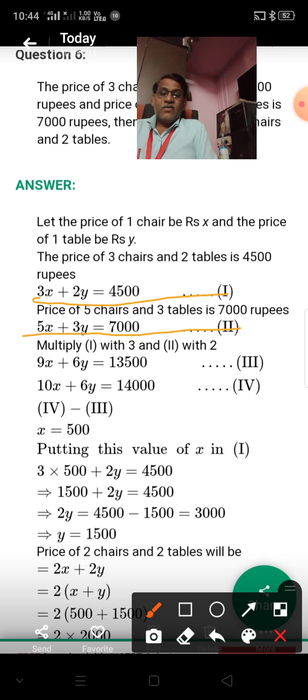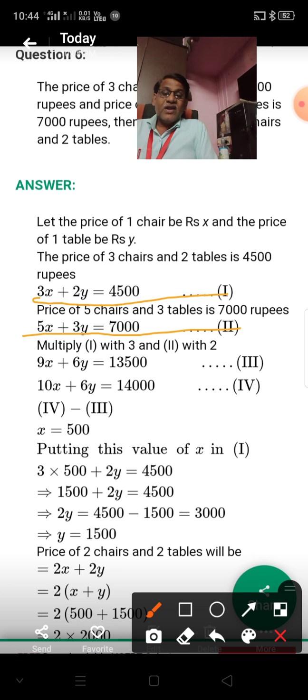Then you get x is equal to 500. So what is x? x is the price of 1 chair. Now substitute this value in equation 1 or 2. Putting this value of x in equation 1, you get 3 into 500 plus 2y is equal to 4,500.